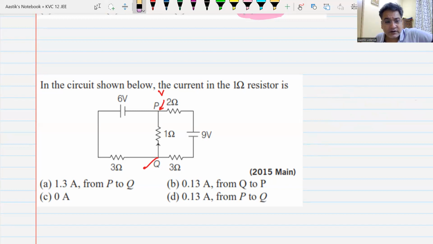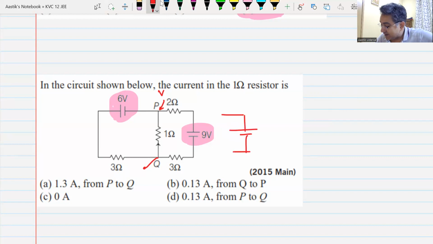Why is it an absolutely wrong answer? Because, my dear friends, we have forgotten how the batteries are connected, and you must remember how batteries are connected. This battery is connected like this. But this battery, the negative terminal is ahead and the positive terminal is behind. No one looked at it.